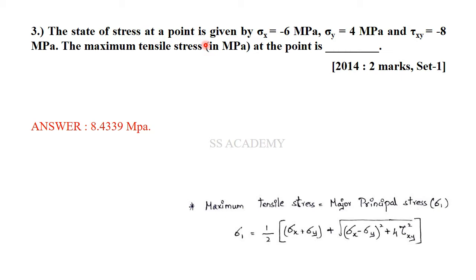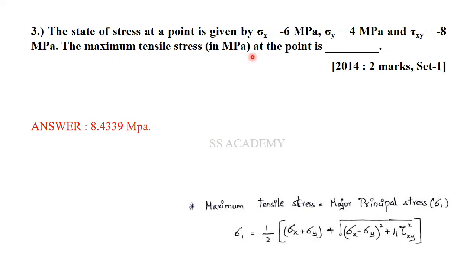The state of stress at a point is given by sigma x equal to minus 6 megapascal, that is normal stress in the x direction, and in the y direction as 4 megapascal. That is compressive and this is tensile, and tau xy is minus 8 megapascal. Minus refers to anticlockwise shear. The maximum tensile stress at the point?